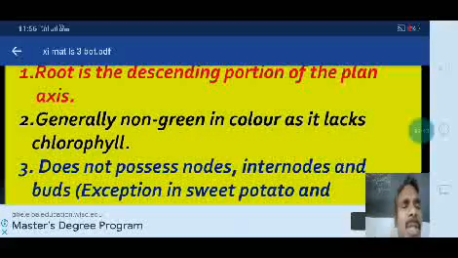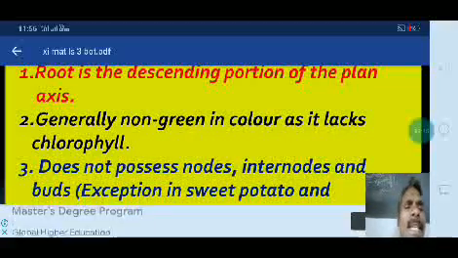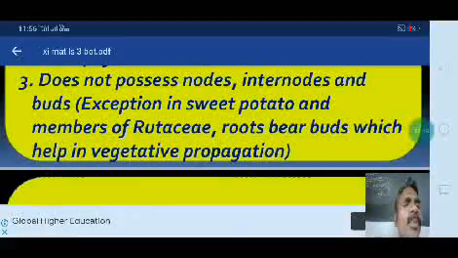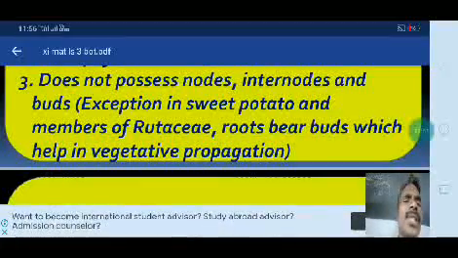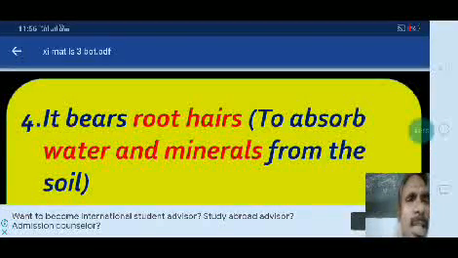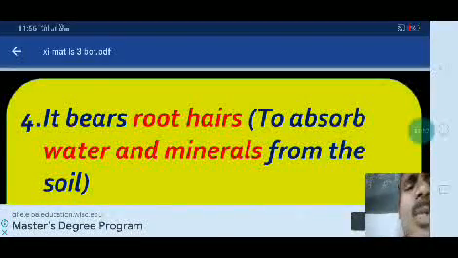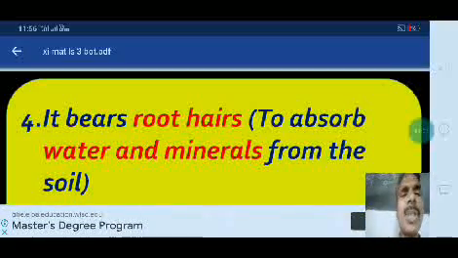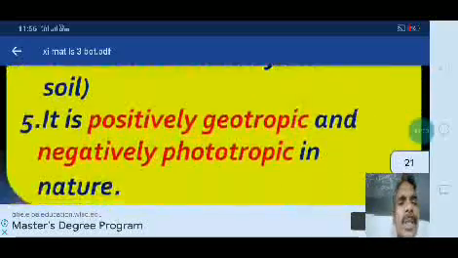The root does not possess nodes, internodes and buds, with the exception of sweet potato and members of Asteraceae, where roots bear buds which help in vegetative propagation. It also has root hairs that absorb water and minerals from the soil.